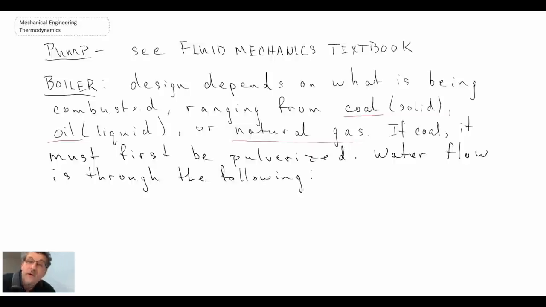Now, if you're burning a solid fuel such as coal, you need to pulverize it first, basically grind it into a fine powder, and then it would be moved into the boiler using a pneumatic conveying system, or air basically carrying it in, and that's where you'd have your combustion. But essentially, any boiler is going to have a number of different components. We will have an economizer, and we use that to heat or preheat the water.